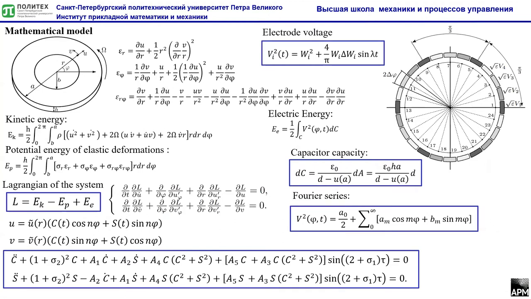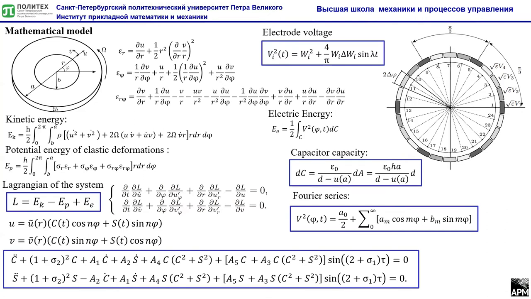Consider the ideal isotropic disk shown on this slide. Neglecting centrifugal force, we write down the kinetic energy of the rotating disk. We also write down the potential energy of elastic deformation, taking into account the nonlinear relationship between deformation and displacements. We can also write an expression for electrical energy.